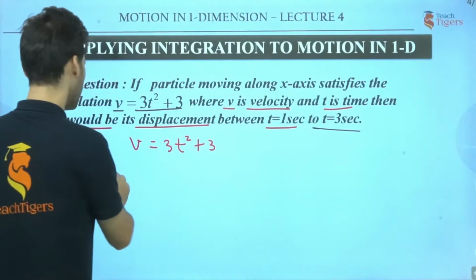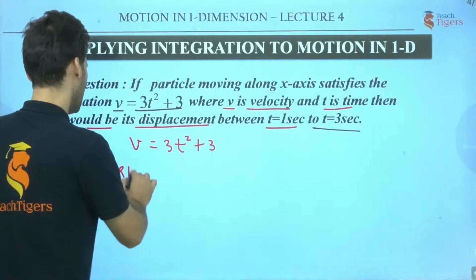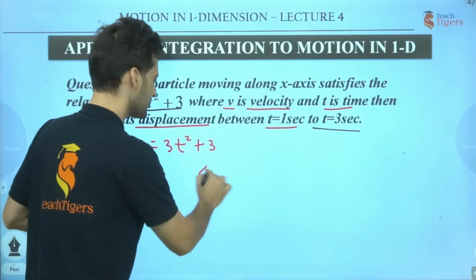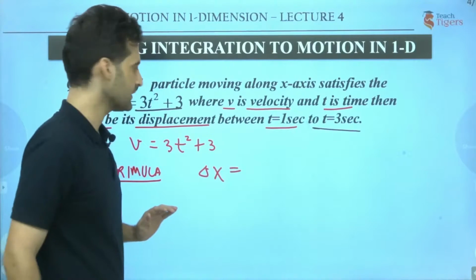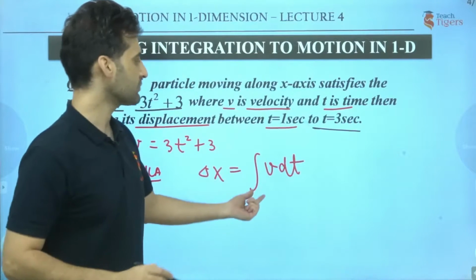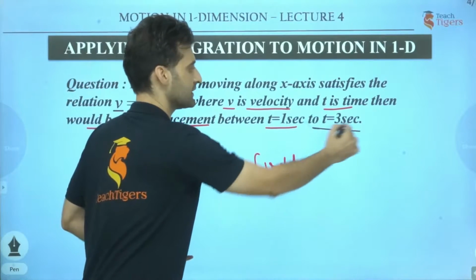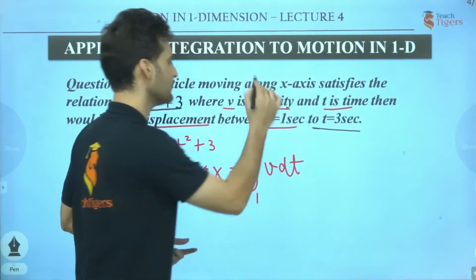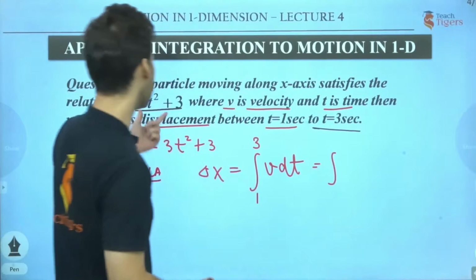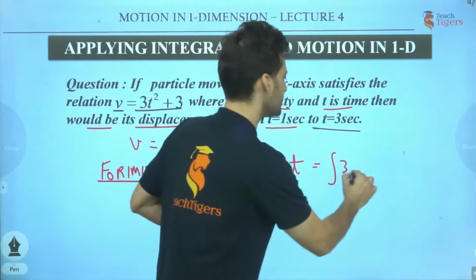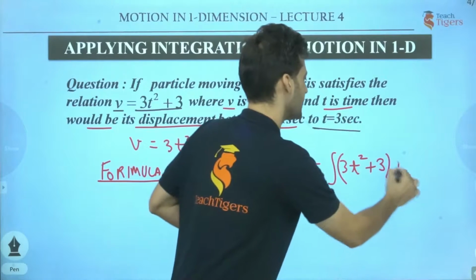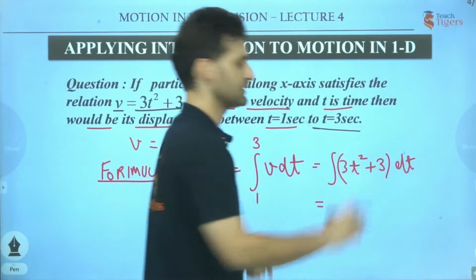So here is the formula that you have to apply. I told you delta x, meaning displacement, is equal to the integral of v dt, with limits from time t1, which is 1 second, to 3 seconds. Let's put it as 1 to 3. Now you have to replace this v. V is given, that is 3t squared plus 3, and inside it is dt.